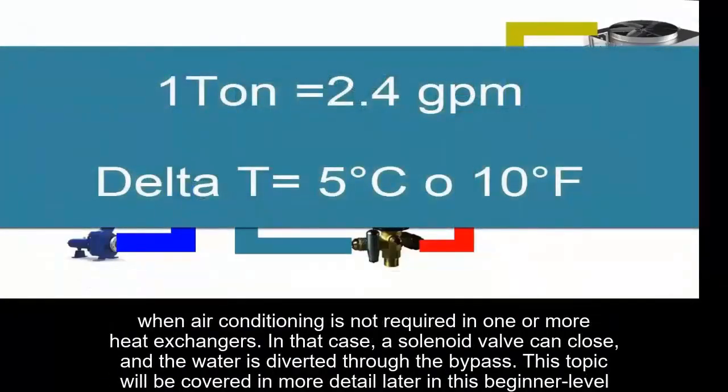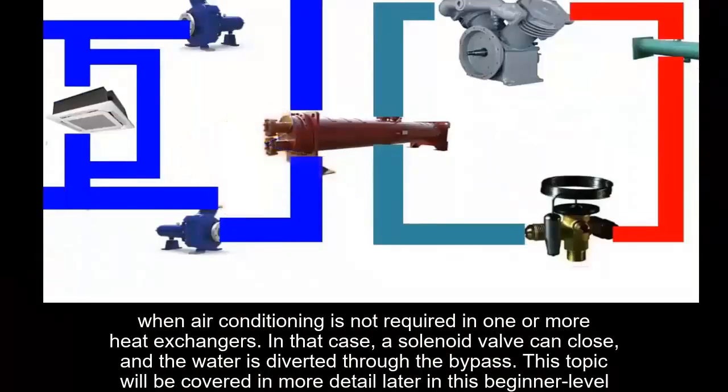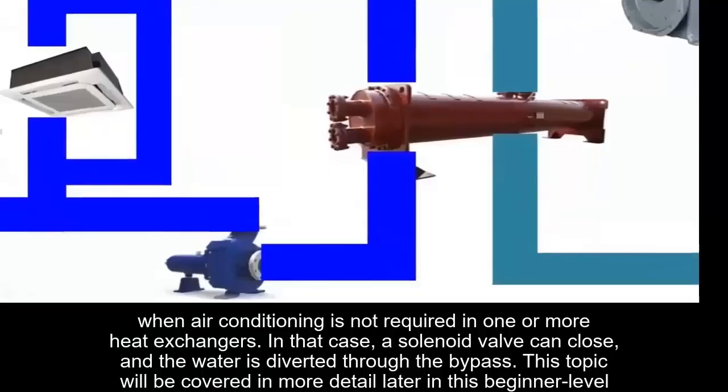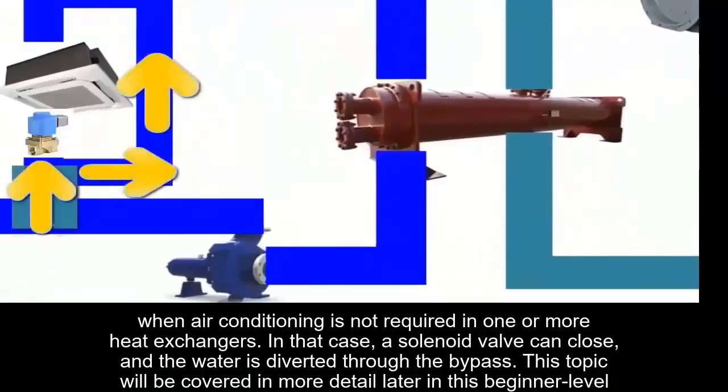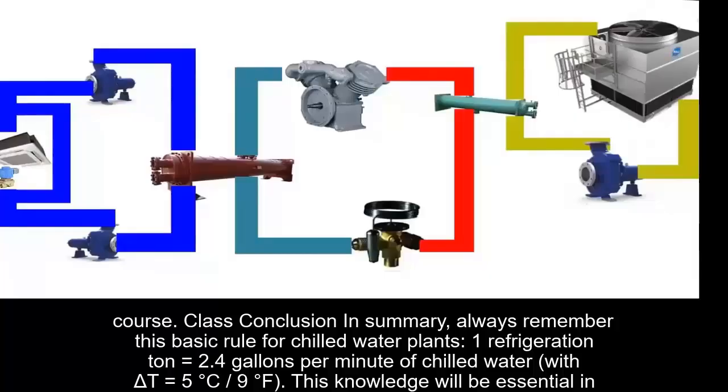System bypass. In the diagram, we can also see a bypass line, which is used when air conditioning is not required in one or more heat exchangers. In that case, a solenoid valve can close and the water is diverted through the bypass. This topic will be covered in more detail later in this beginner-level course.